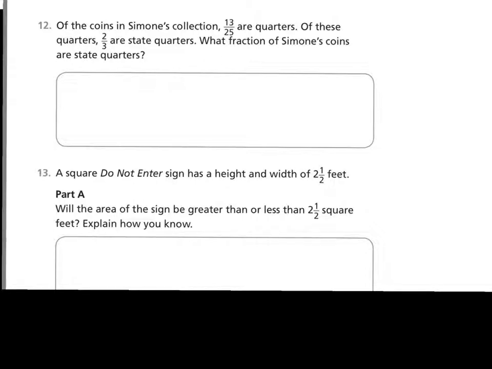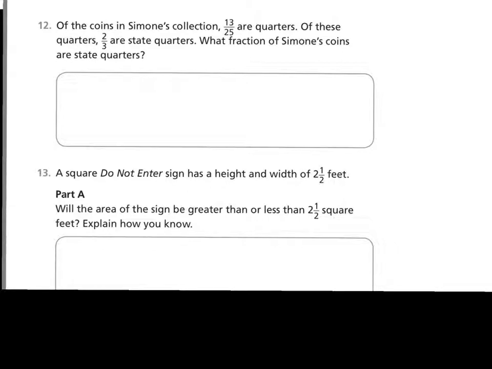And of those, almost the whole amount of those, 2/3, which is 1 unit fraction away from 3/3, which would be the entire amount. So almost all of those are going to be state quarters. So I will not be able to say how many of my coins are state quarters, but I will be able to say what fraction of my collection are state quarters.